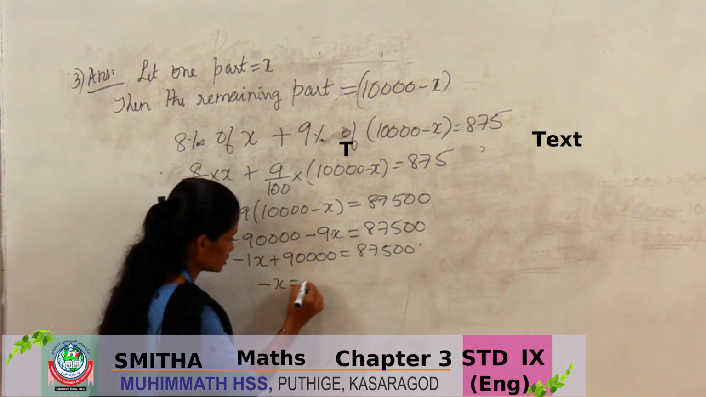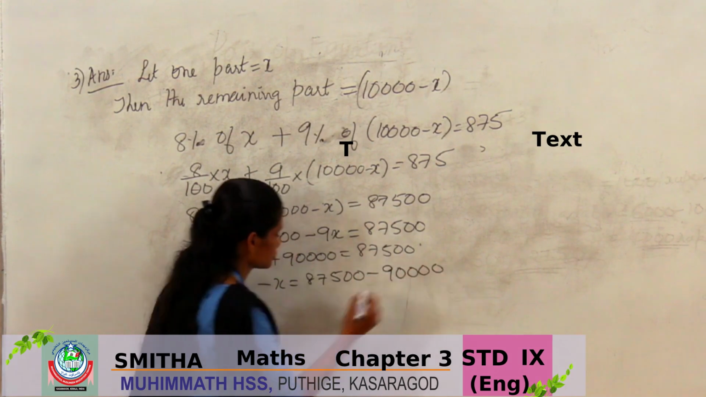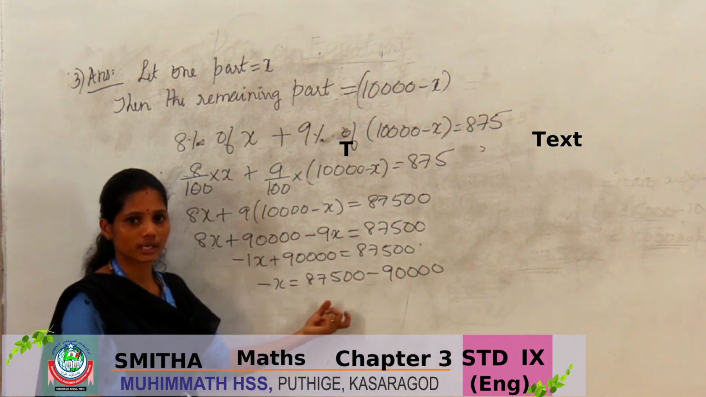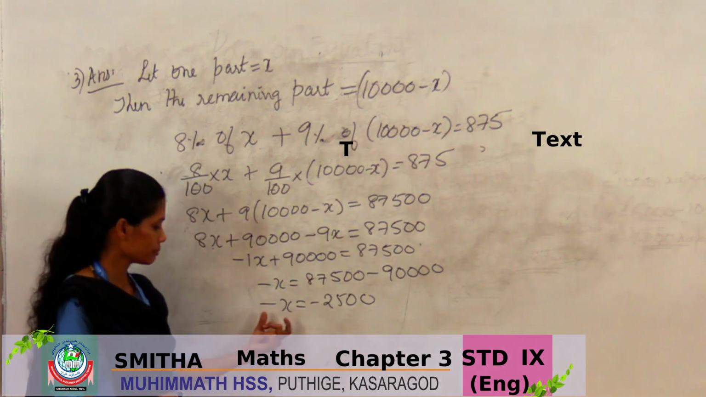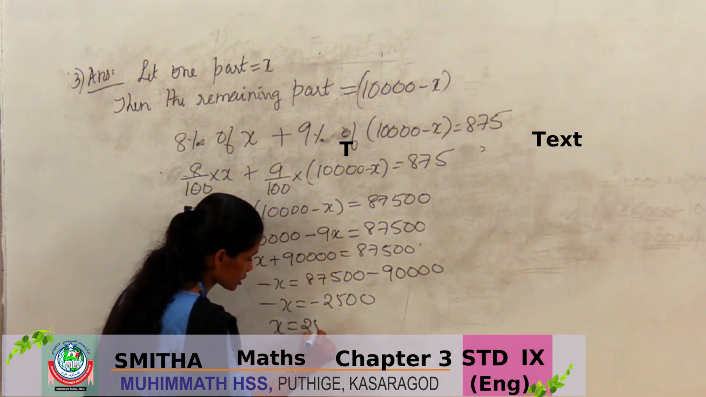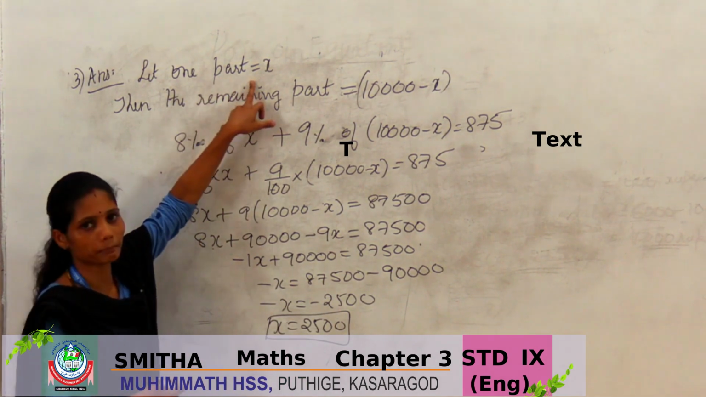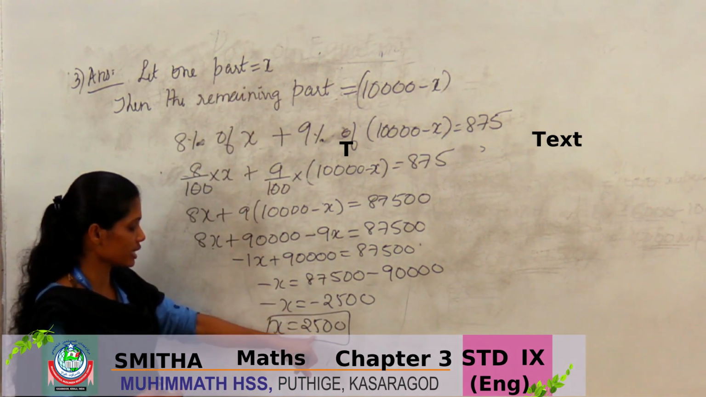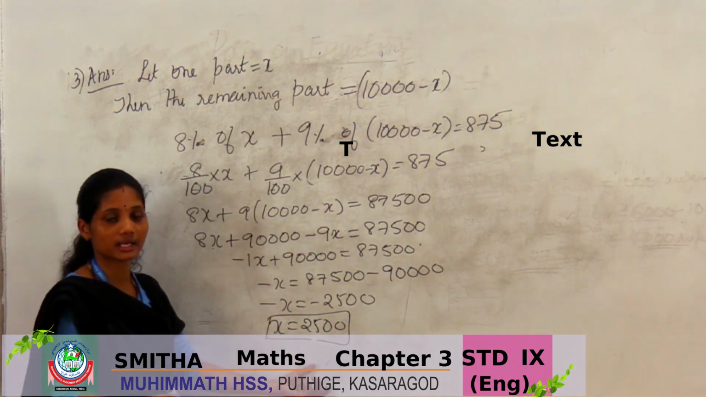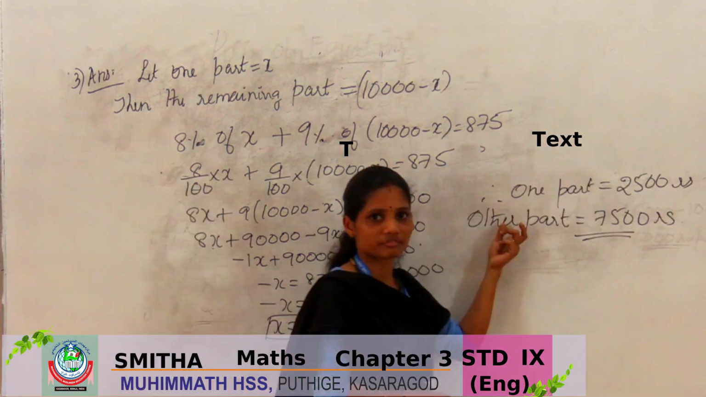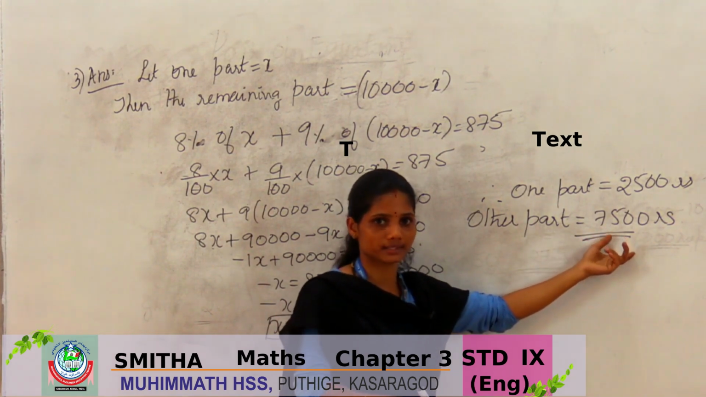So minus x equals 87,500 minus 90,000. Transposing, it becomes minus. Minus x equals minus 2,500. Minus gets cancelled, so x equals 2,500. What is this x? x is the one part. If one part is 2,500, then the other part is 10,000 minus 2,500, that is 7,500. Therefore, one part is 2,500 and the other part is 7,500 rupees.